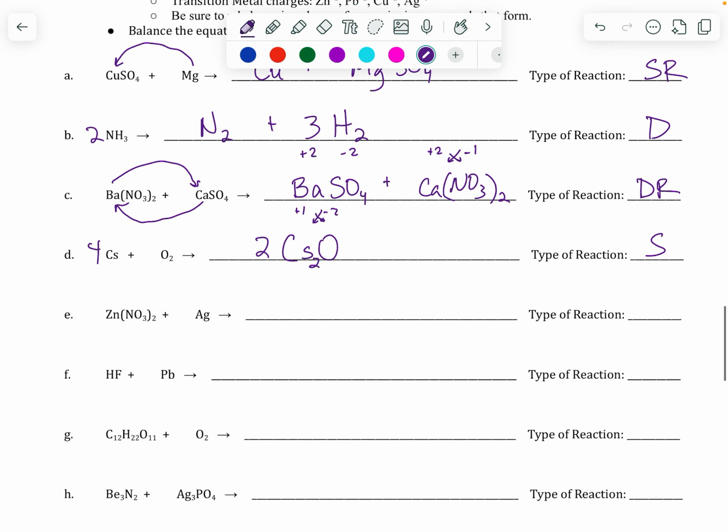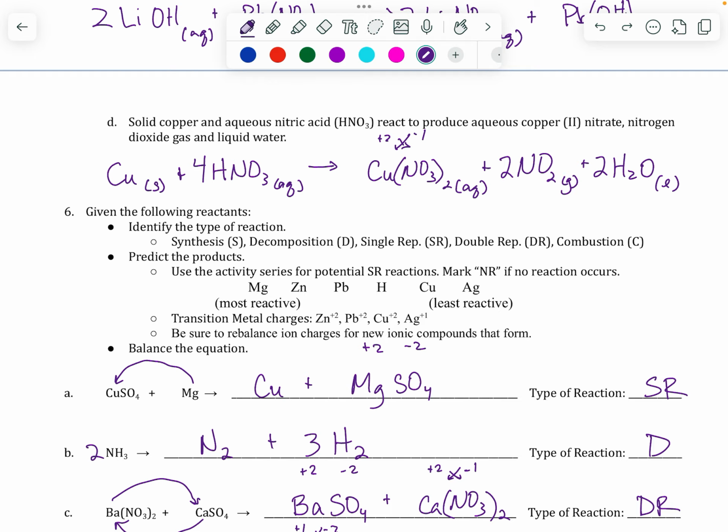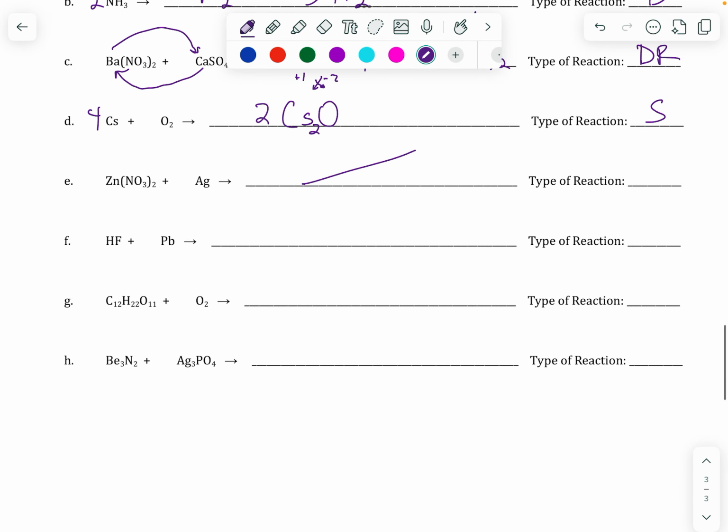All right, a couple more here. Another single replacement. So I go up and I say, does this even happen? And we see that silver is less reactive than zinc, which means that this does not occur. So you could put single replacement and then put no reaction on a line. It's completely up to you.